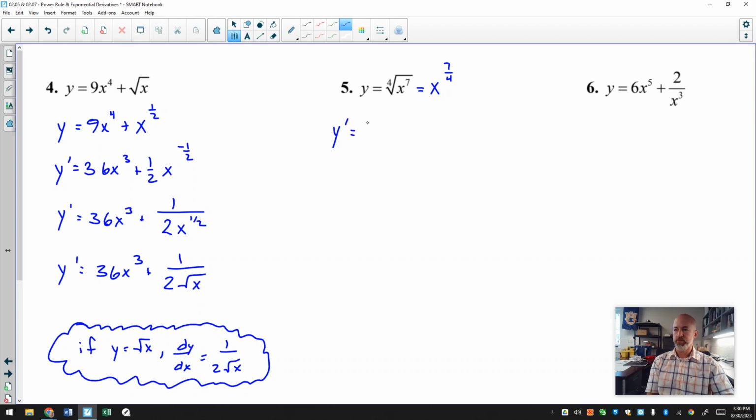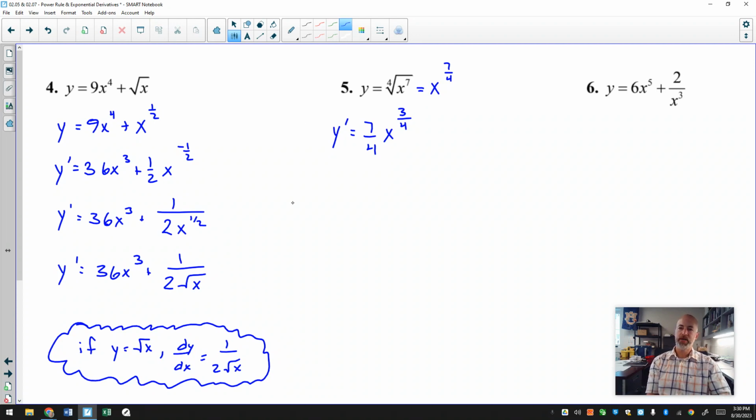It's my derivative for number 5. 7/4 times the coefficient of 1 would be 7/4. And 7/4 minus 1 would be 7/4 minus 4/4, which is 3/4. You're going to get very good at subtracting 1 this year. There's really no need to rewrite that.